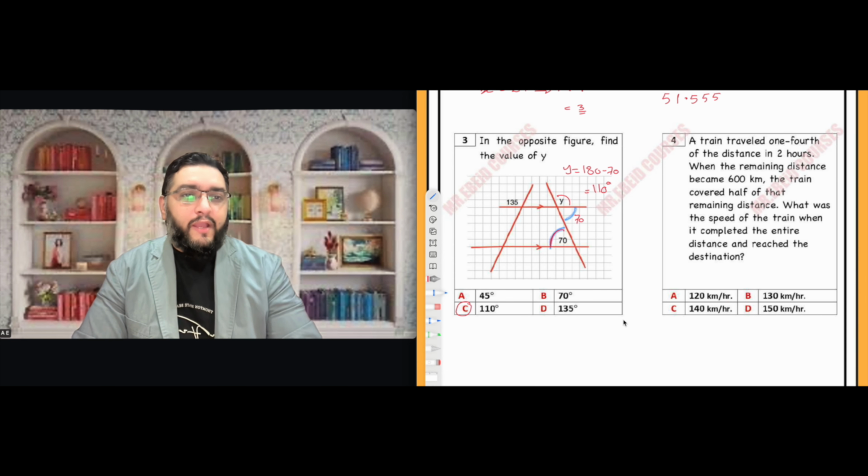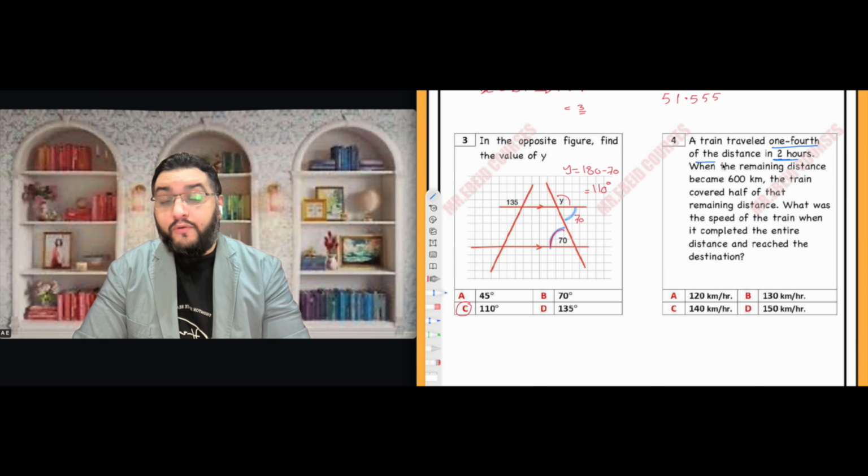Question 4. A train traveled 1/4 of the distance in 2 hours. When the remaining distance became 600 kilometers, the train covered half of that remaining distance. What was the speed of the train when it completed the entire distance and reached the destination? So we have a train that covers a quarter of the distance in 2 hours. It means you just multiply 2 times 4 to find the time for all of the distance. So 2 times 4 equals 8. So we have 8 hours.